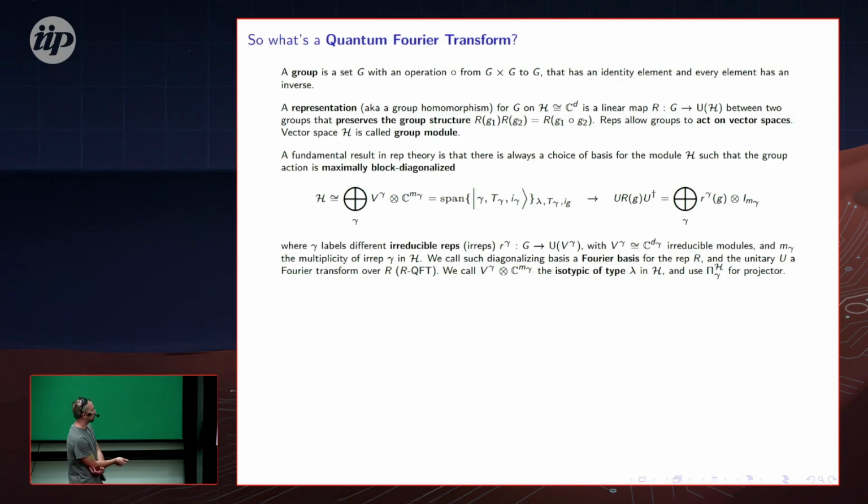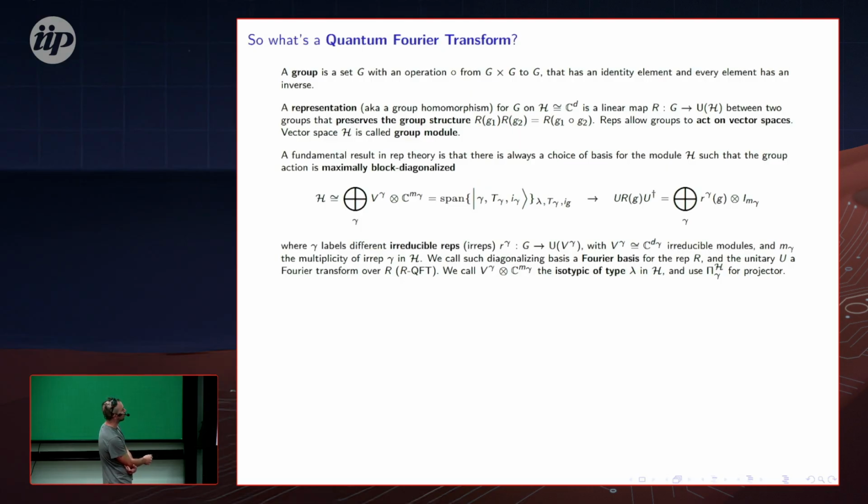A fundamental result in rep theory is that any group module over the complex numbers for a compact group, so all of this is assumed in my lecture. I'm going to just use finite groups, so don't worry. There's always a choice of basis for the module such that the group action is maximally block diagonalized. It looks like blocks where a certain irreducible representation is repeated a certain number of times.